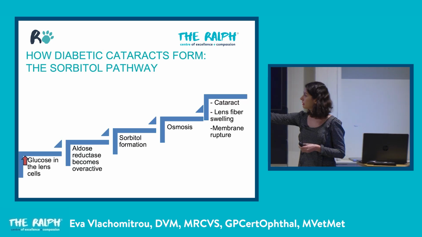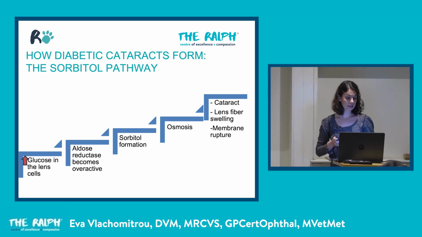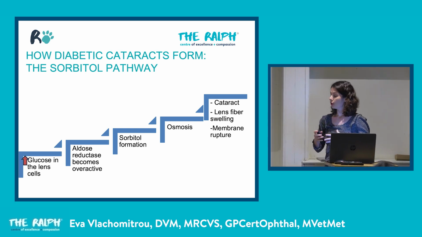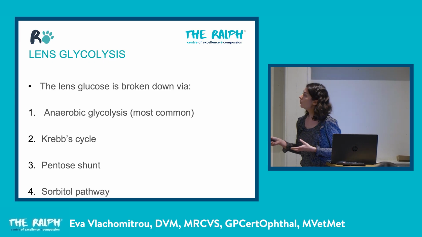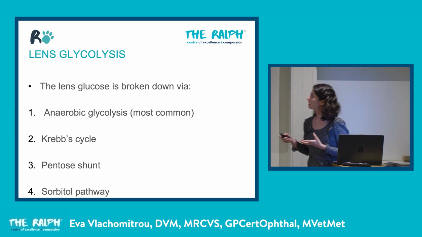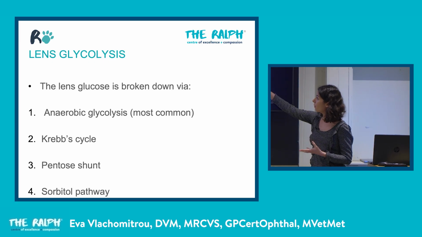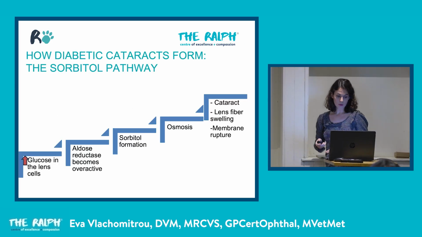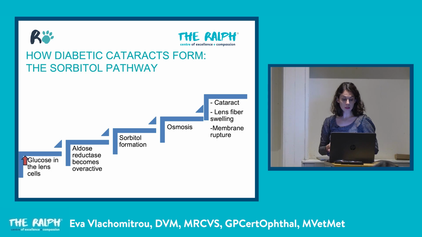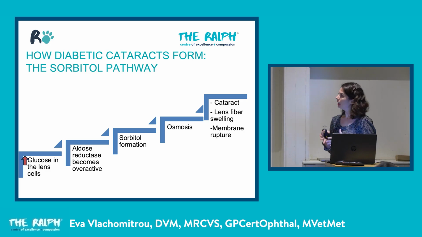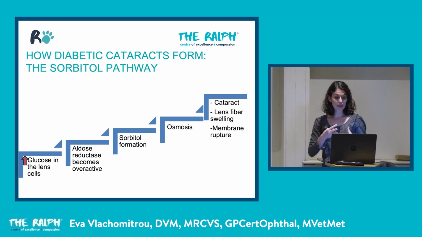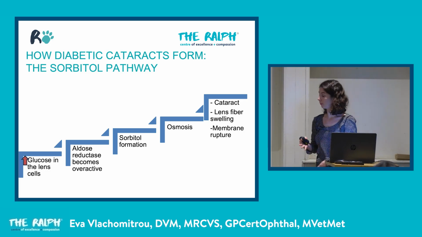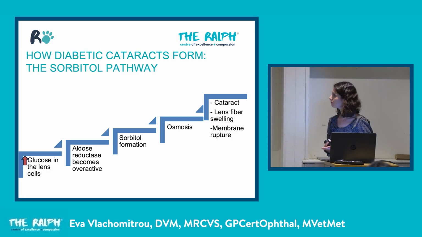In diabetic patients, we have increased glucose in the lens cells. So the lens can no longer metabolize all this glucose via only the anaerobic glycolysis pathway. So when we have increased glucose in the lens, the enzyme aldose reductase, which is in large quantity in dogs, becomes overactive, and it starts metabolizing glucose via the sorbitol pathway, so it leads to sorbitol formation.